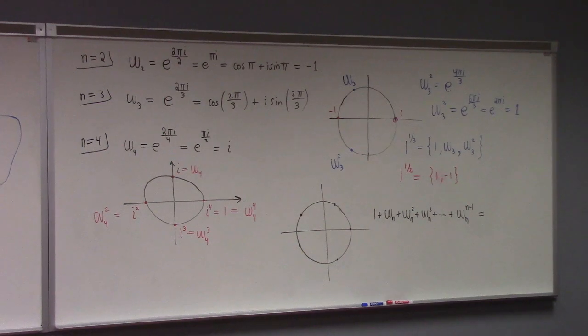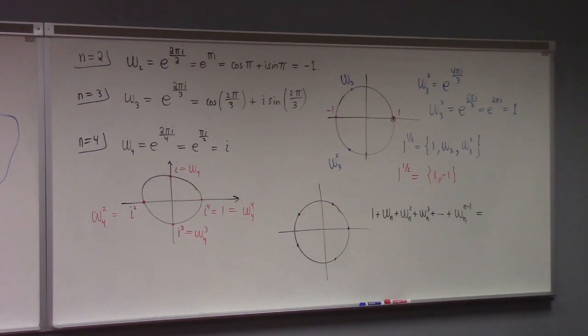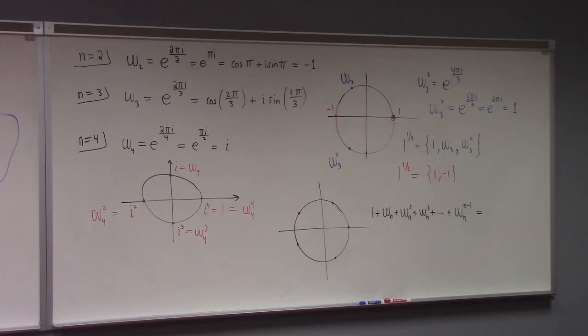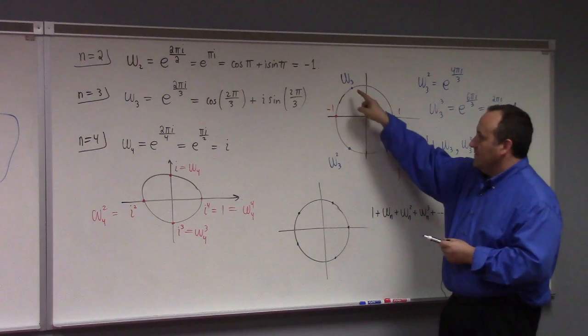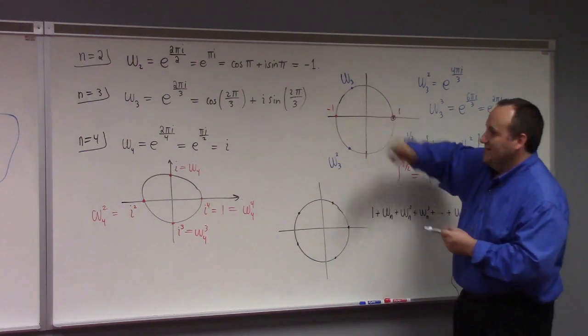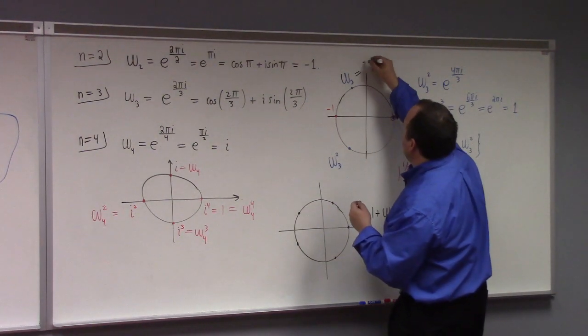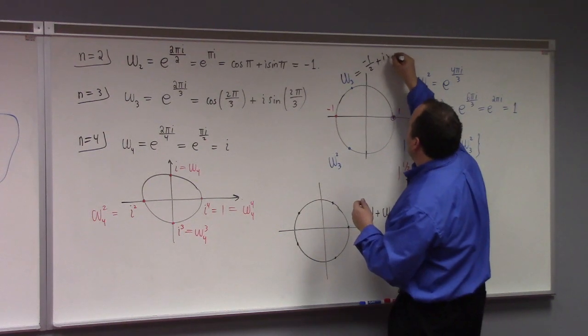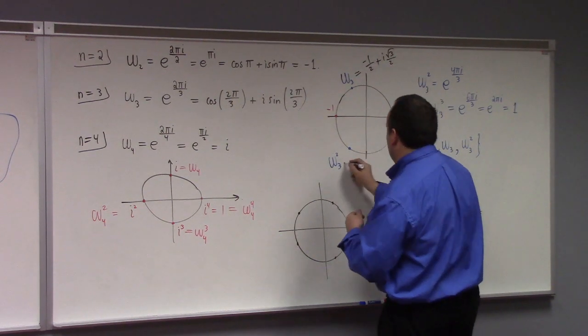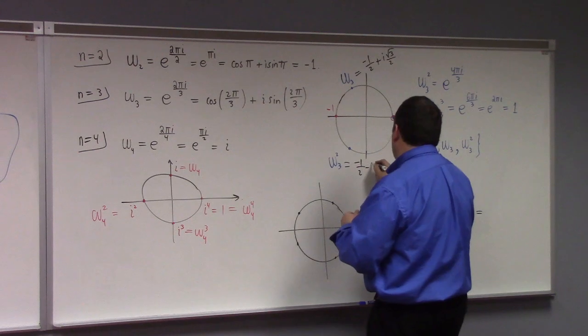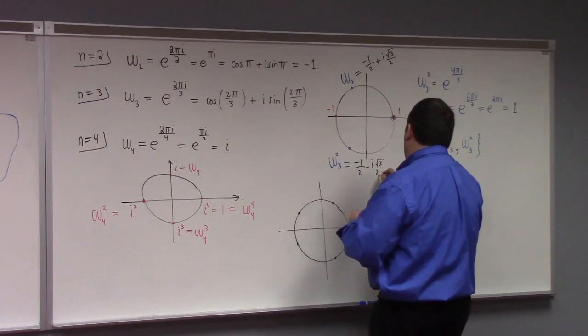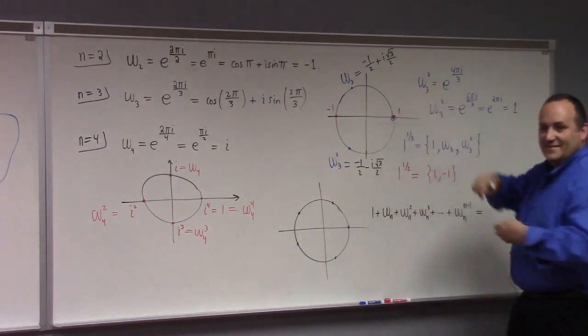You guys tell me, what's that equal to? We'll try it out for 2. What happens when you add them? 1 plus minus 1 is 0. What happens when you add the third roots of unity? See these two guys? This is actually minus 1/2 plus i root 3 over 2, and this is actually minus 1/2 minus i root 3 over 2. Conjugate pairs will cancel each other when they're added together.